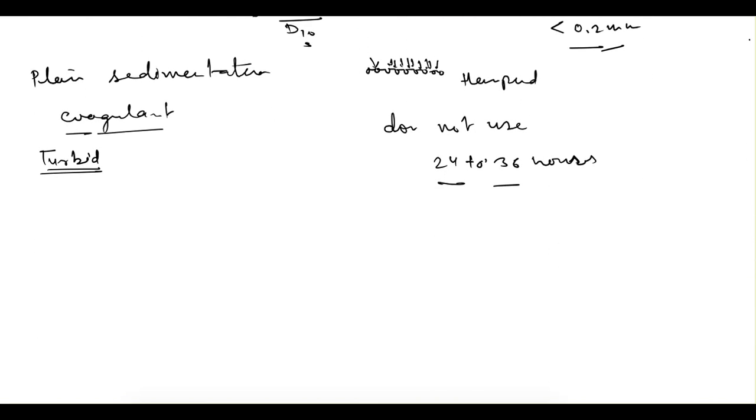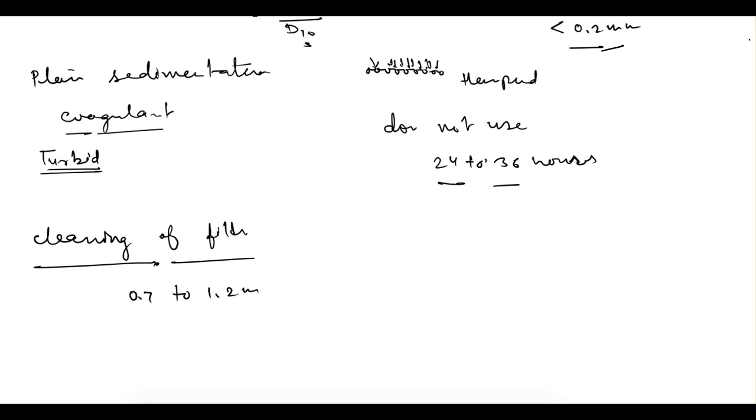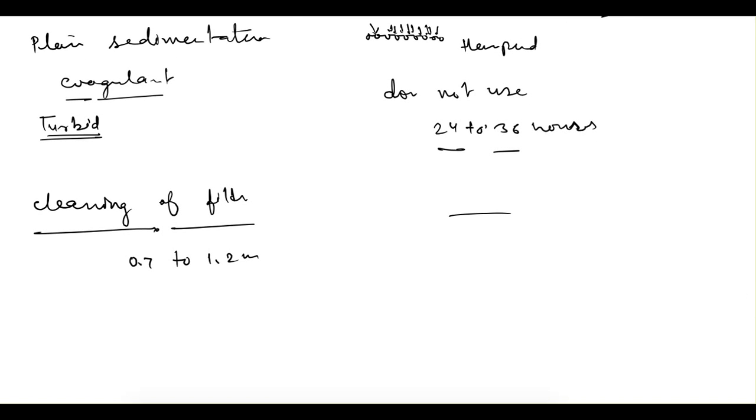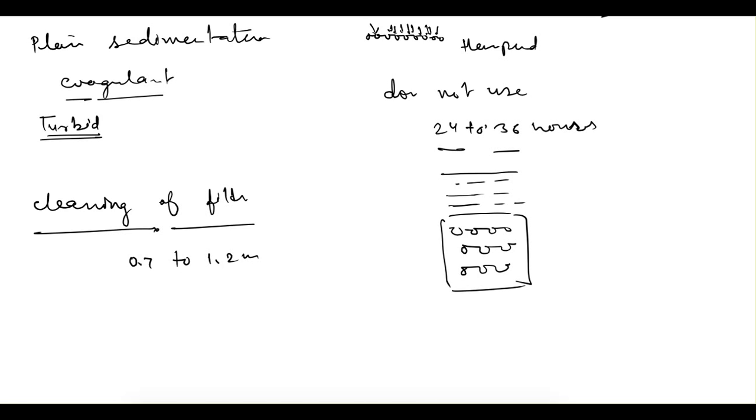And how about the cleaning of the filter? We clean the filter when the head loss exceeds 0.7 to 1.2 meter. So let's say we have this filter here, this material is there, and here you have applied water on the surface, and on the downstream this is the level of effluent water we are getting. So this level of water and this level of water, this difference is the head loss that is taking place here.